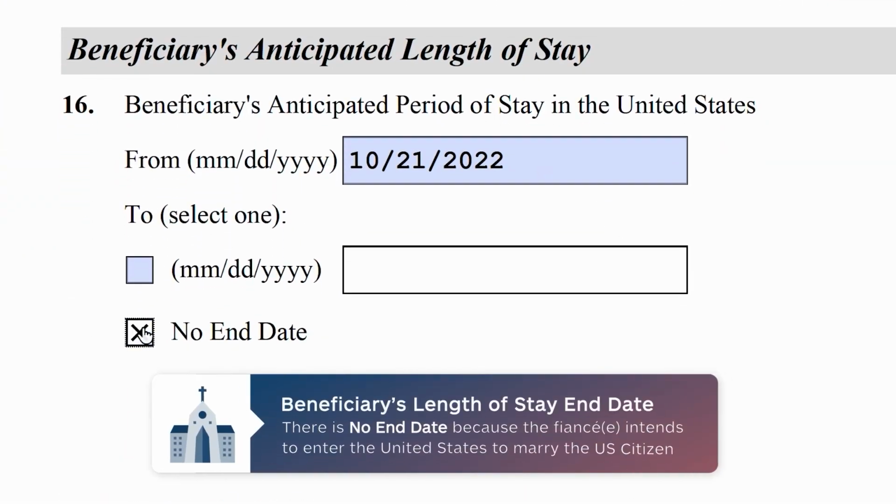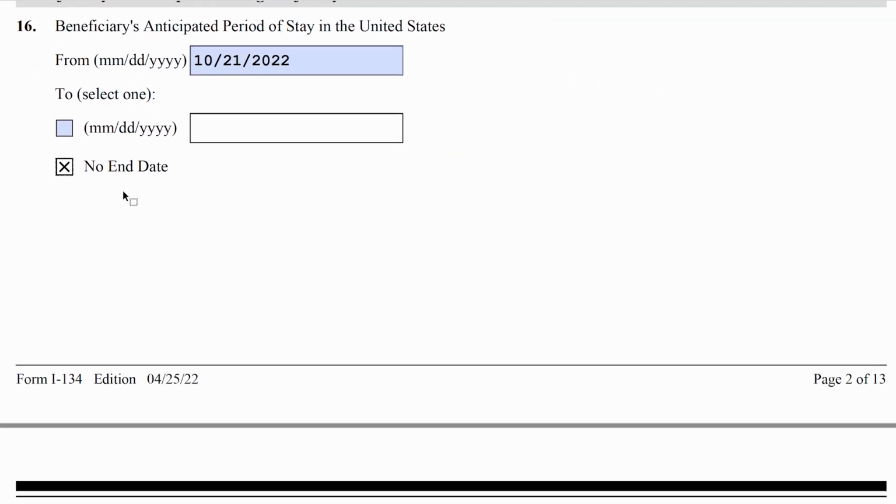Now, sometimes clients may say, well, I have school, I have things to wrap up, I don't want to enter the United States so quickly. I really wouldn't worry much about that. That's not really the purpose of this form, and plans can always change. So an anticipated date of 30 days post interview I think is more than reasonable. And of course, there's no end date because the fiancé intends to enter the United States and marry the US citizen and live happily ever after here. So we're going to say no end date for that.